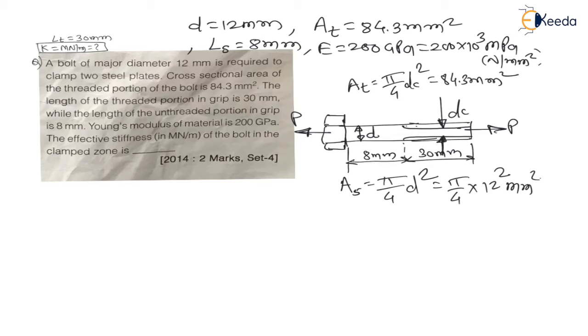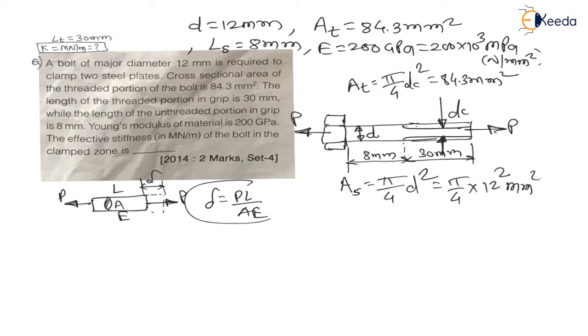My dear students, in strength of material, you have learned that on any component of length L, the force P is acting on this component having some cross-sectional area A and Young's modulus E. Because of this force, there will be deformation in the component delta, and this delta is equal to PL upon AE. The same result we are going to use here.